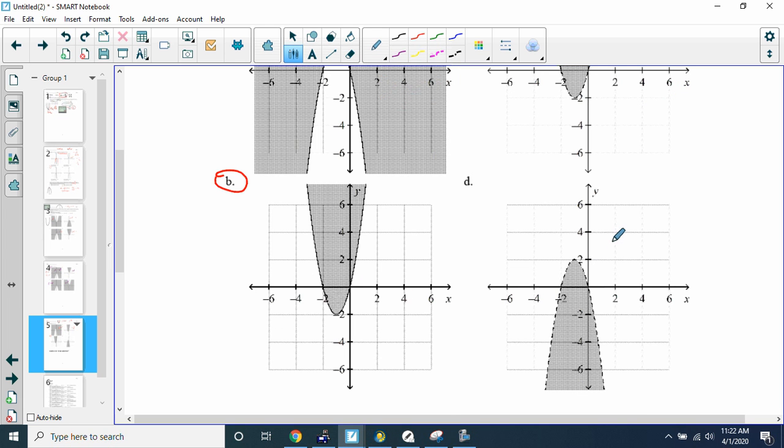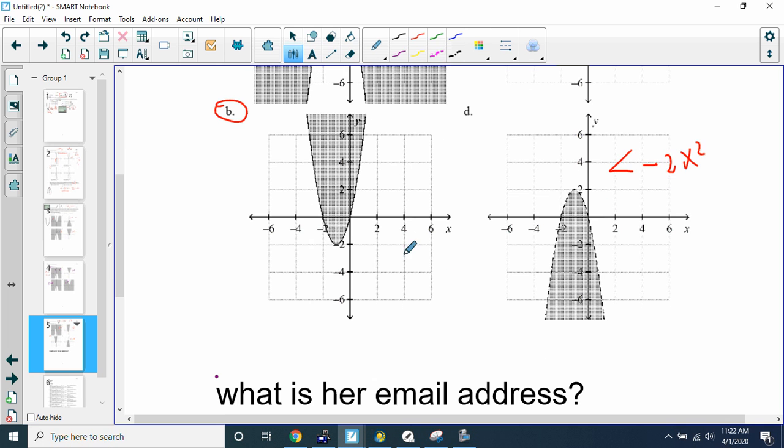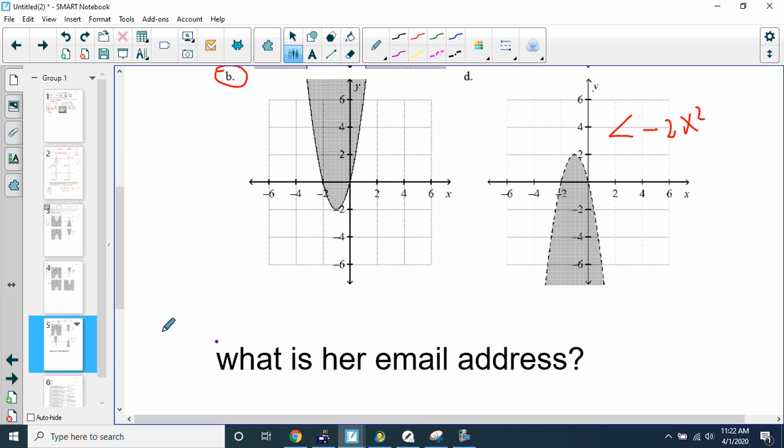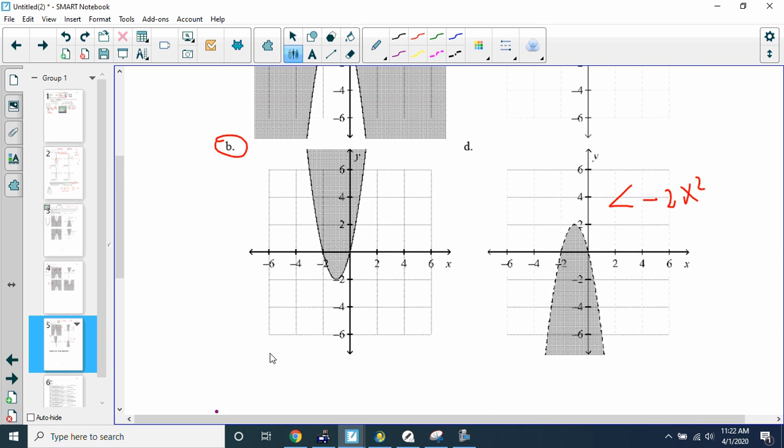This one here would be, let's see, it's shaded below, so it's less than. It's dotted, so I don't put the line underneath. And it's a frown face, so I put a negative x squared. Okay. Look, and that's the last question. This is a question I had for another student.